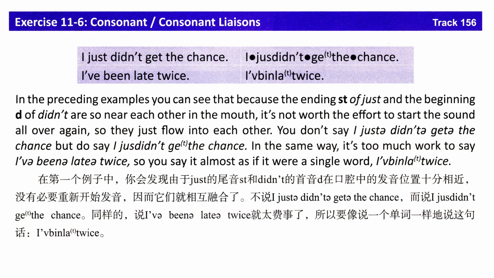Exercise 11-6. Consonant-consonant liaisons. I just didn't get the chance. I've been late twice. In the preceding examples, you can see that because the ending st of just and the beginning d of didn't are so near each other in the mouth, it's not worth the effort to start the sound all over again, so they just flow into each other. You don't say, I just didn't get to the chance, but do say, I just didn't get the chance.